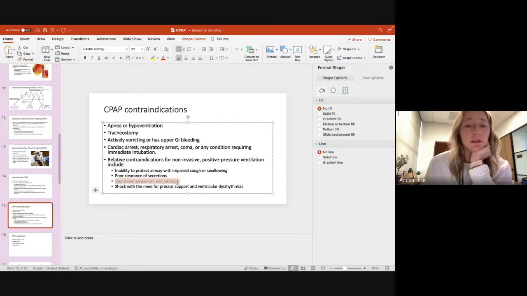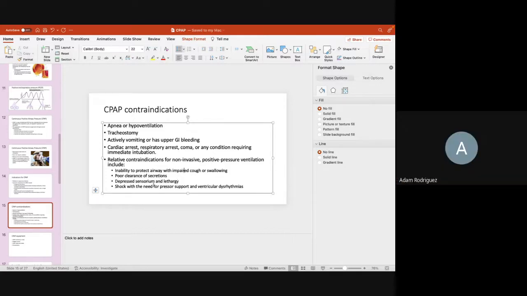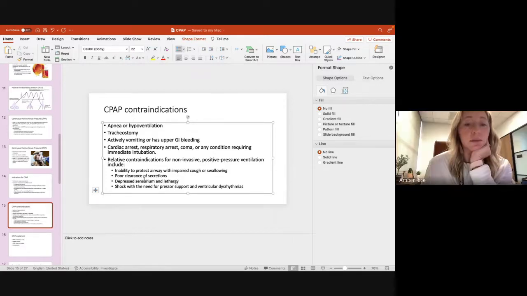I don't know if that's clear for people, but you don't have to have a GCS of 15 necessarily to have CPAP. Yeah, you're absolutely right. You just have to have the ability to protect your airway. So sit up, you know. Yeah, it's a good division of it.